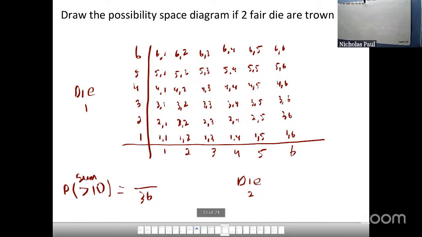So when you roll the dice, a sum more than 10. And as I said, they'll be grouped together. So you want to get a sum more than 10.